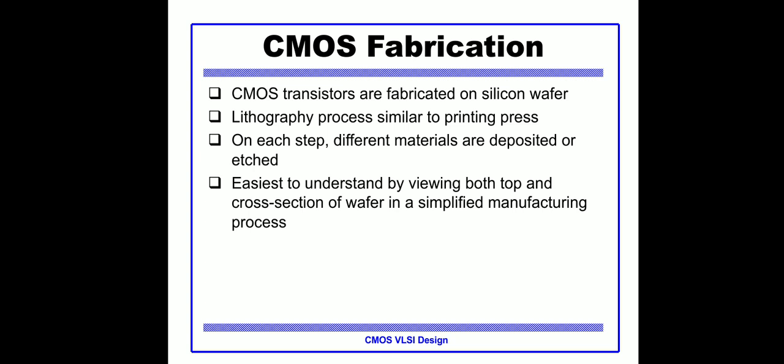CMOS transistors are fabricated on a silicon wafer. CMOS stands for complementary metal oxide semiconductor. It is the combination of both NMOS and PMOS transistors. NMOS is an N-type metal oxide semiconductor and PMOS is a P-type metal oxide semiconductor. N-type is doped with pentavalent impurities and P-type is doped with trivalent impurities on the semiconductor.